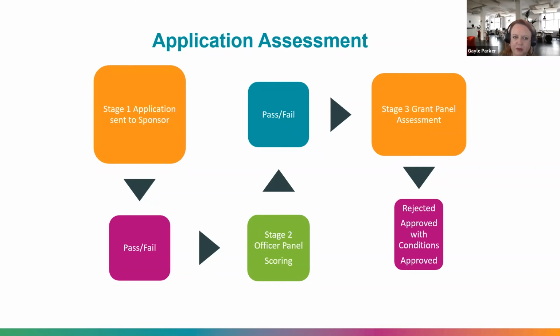So a real cross-section of people who all will be assessing your application in that final stage, and they will then be making a recommendation. And it'll be one of 3 recommendations. It will either be rejected at that stage, it can be approved with conditions. So we might need to come back to you and say, okay, the grant panel has approved your application. However, we still need you to do X, Y, and Z before we can award you the money. So that will come out following the grant panel. And then the final option is that it's been approved.